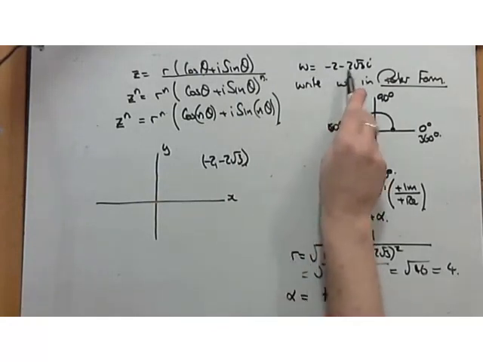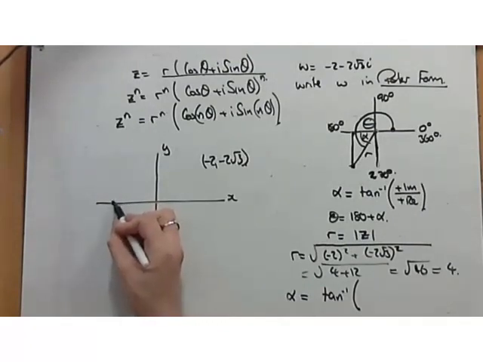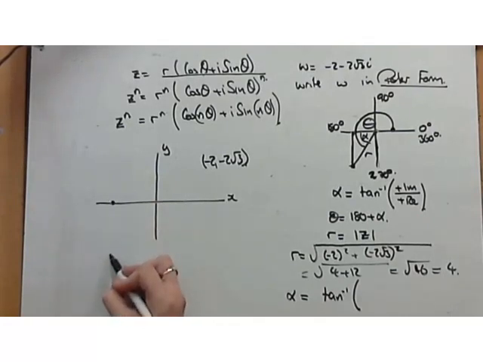So where would that point be? Well, you go back 2, so here is minus 2, and then you go down 2 root 3, which is a little bit further. It doesn't really matter, as long as you can sketch this out and know what quadrant it's in, you're absolutely fine.